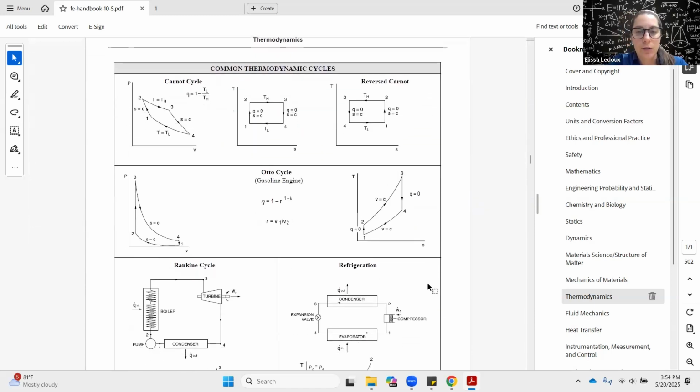Common thermodynamic cycles. You definitely will have to refer to this one. So we have the Carnot cycle here. We have an Otto cycle. We have a Rankine cycle and a refrigeration cycle. So if a problem asks you about one of those cycles, go ahead and draw your diagram first, and then you identify what these specific points 1, 2, 3, 4 are on the diagram.